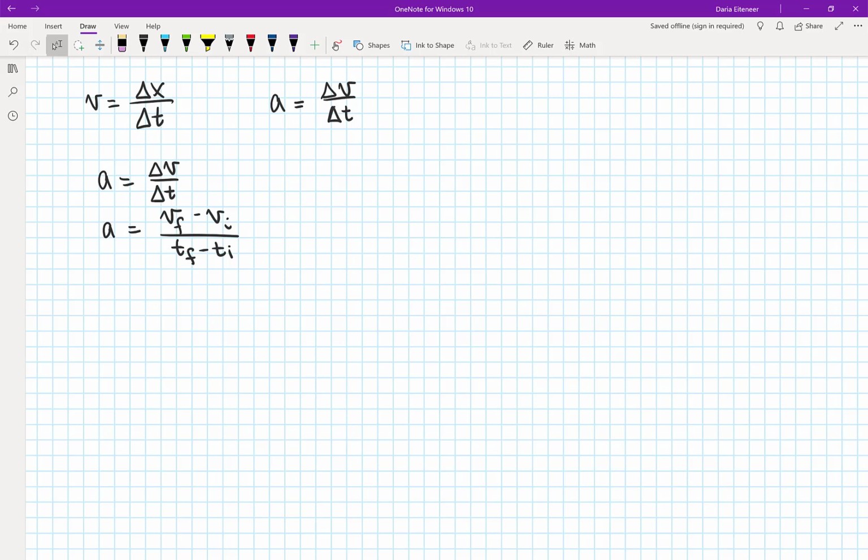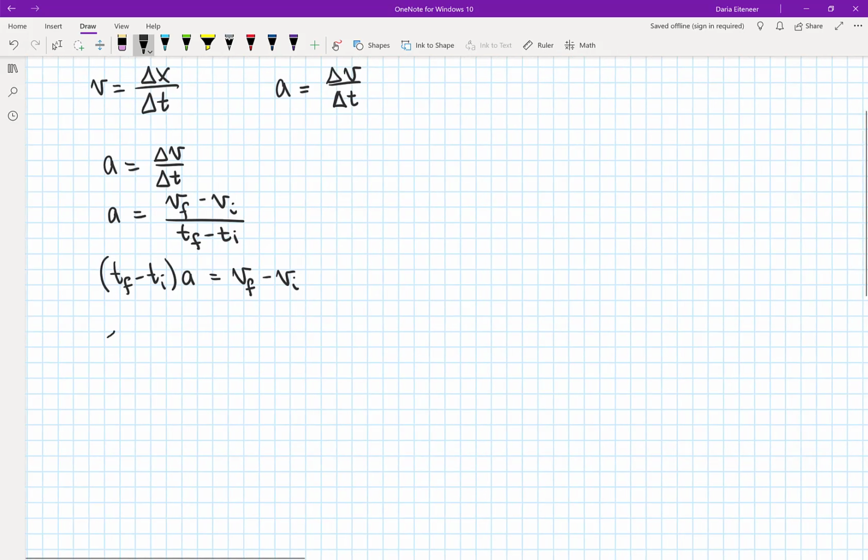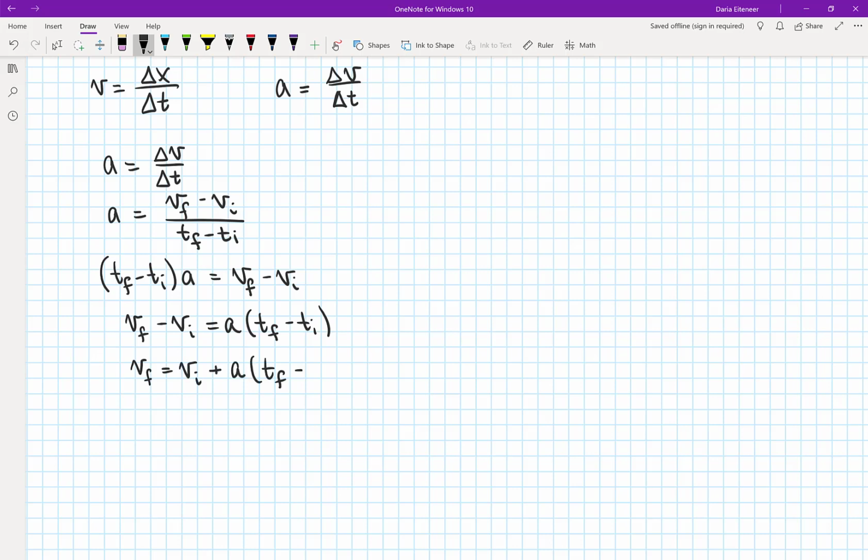And then what I'm going to do is rearrange this equation in such a way that I'm multiplying by that t final minus t initial. So what I'm going to have is the quantity t final minus t initial times acceleration equals v final minus v initial. Except that looks a little bit awkward. So let me rearrange this equation a little bit more. And I'm going to have v final minus v initial equals a times t final minus t initial. And then on top of that, I'm going to move over the v initial. So v final equals v initial plus a times t final minus t initial.